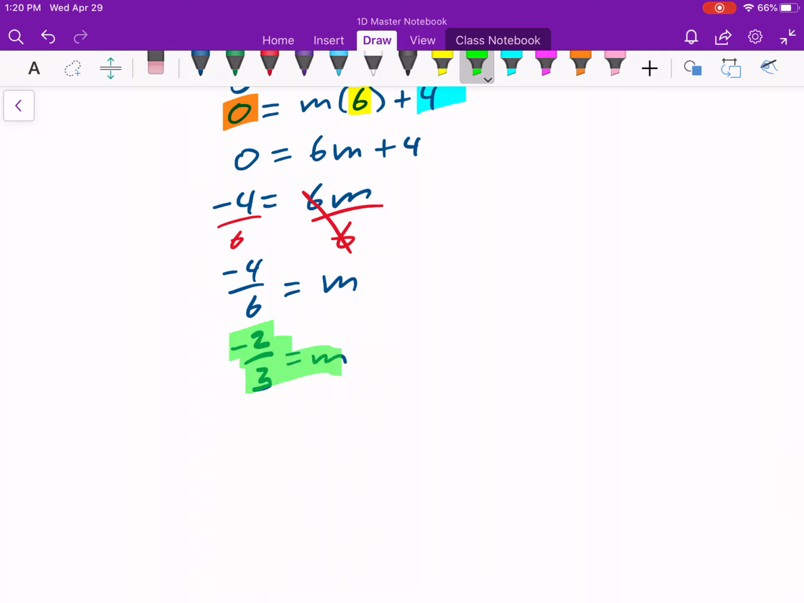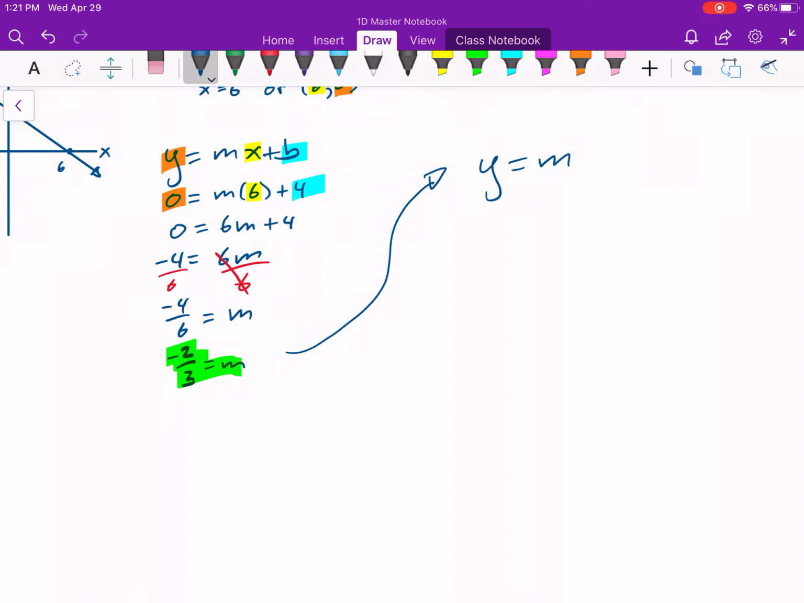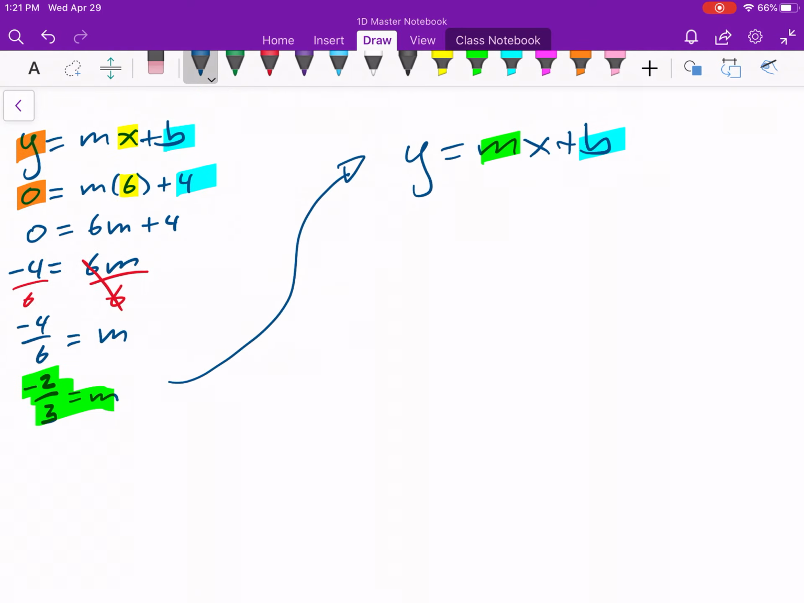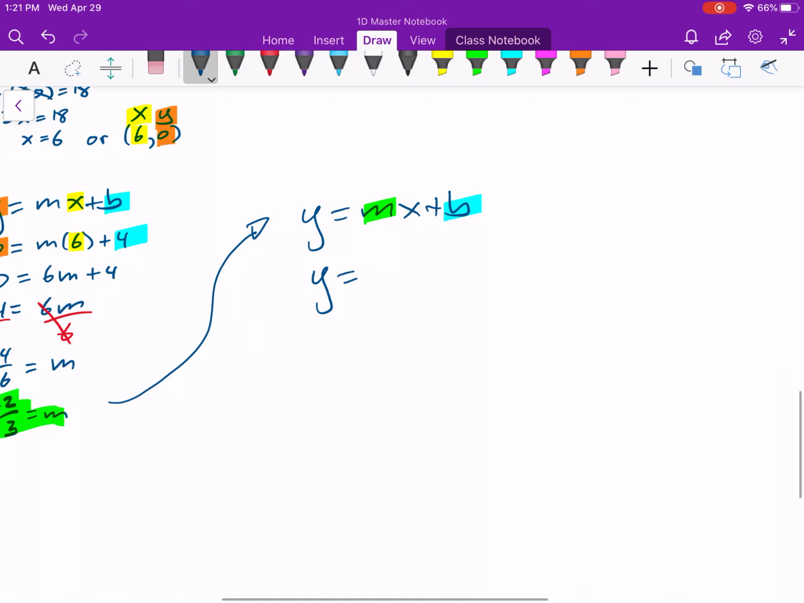So finally, y equals mx plus b becomes y equals negative 2/3 x plus 4.